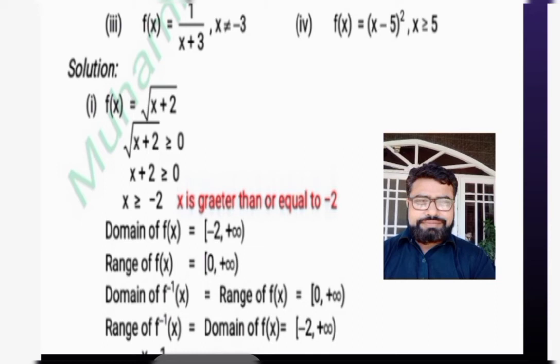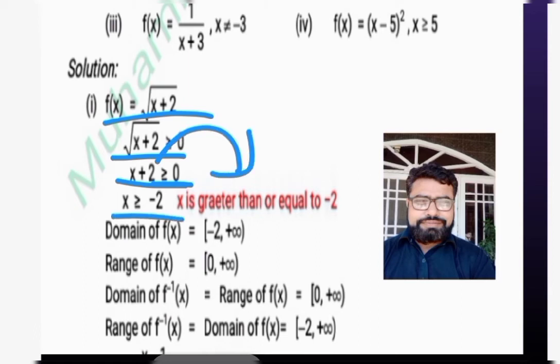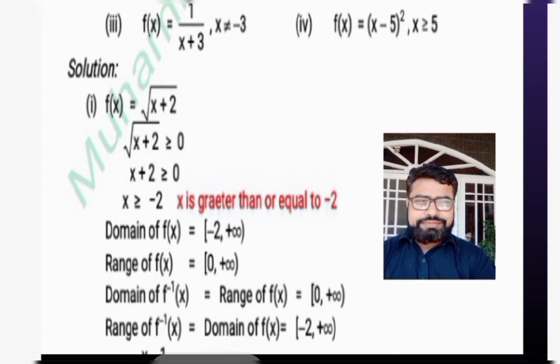As I've told you in the last question, square root is always positive. So square root of x plus 2 is positive. If we take squaring on both sides, we can write x plus 2 is greater than or equal to 0. If we take 2 to the right hand side, it will be x is greater than or equal to minus 2.